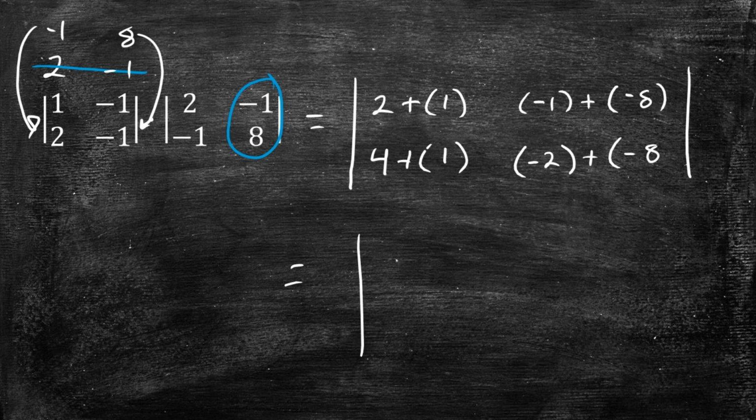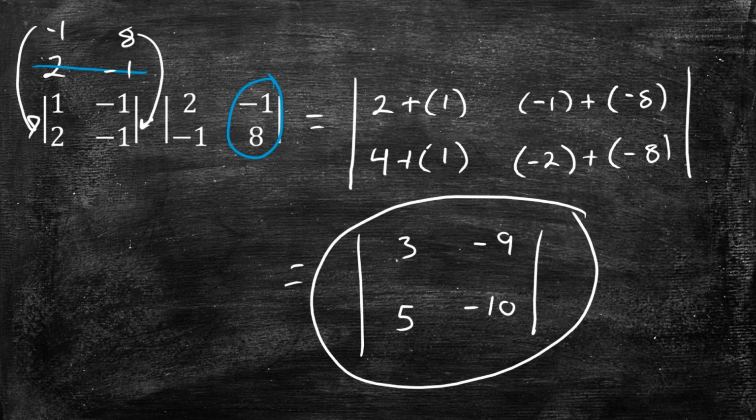So 2 plus 1 is 3. 4 plus 1 is 5. -1 minus 8 is -9. And then -2 plus -8 is -10. Just like that. So we found out what our matrix is. That is our final answer. So example 1 is complete.